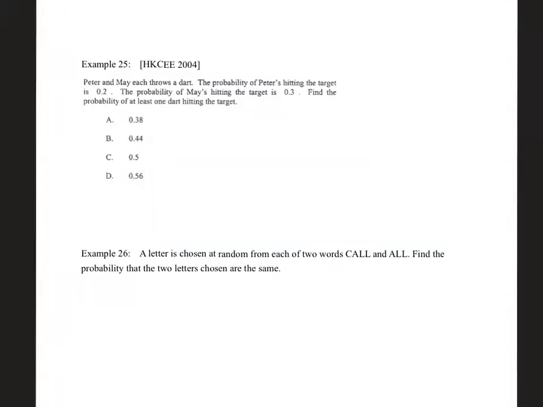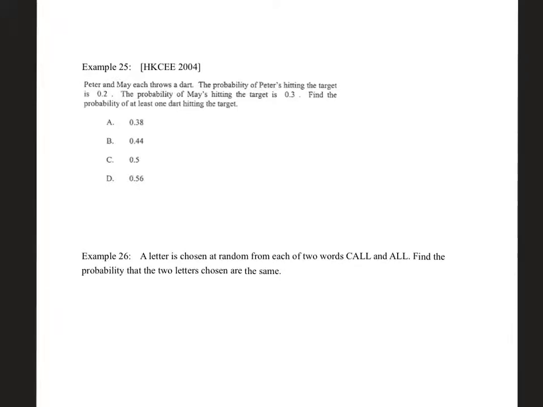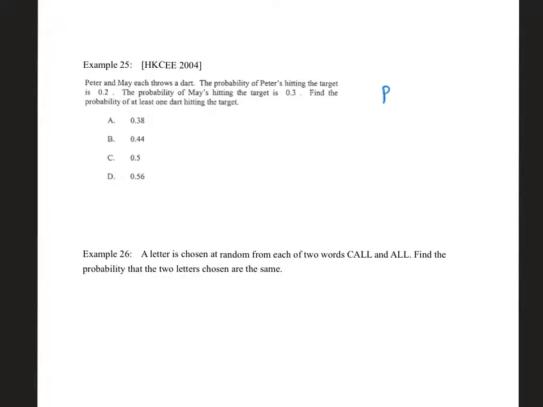Another question I picked up from the examination paper is example 25. There are two people, Peter and May, going to throw a dart. I like to draw a tree diagram. For Peter, the probability of hitting the target is 0.2, so not hitting is 0.8. For May, hitting the target is 0.3, which means not hitting is 0.7. They won't affect each other, as mentioned in the question.